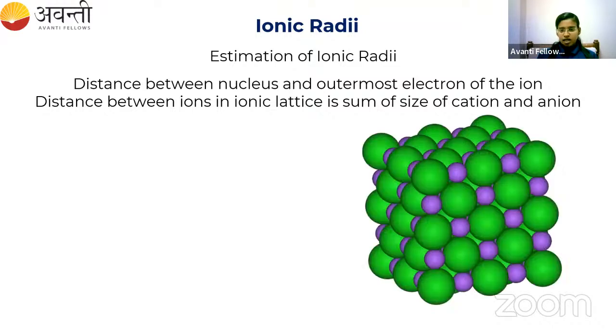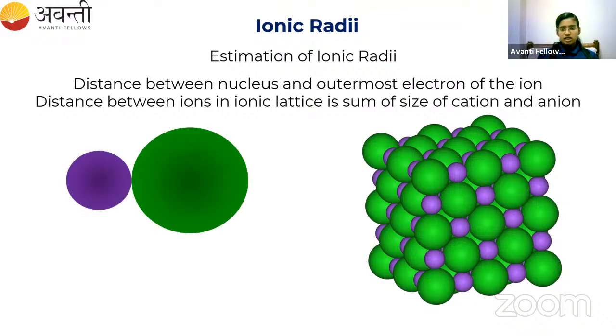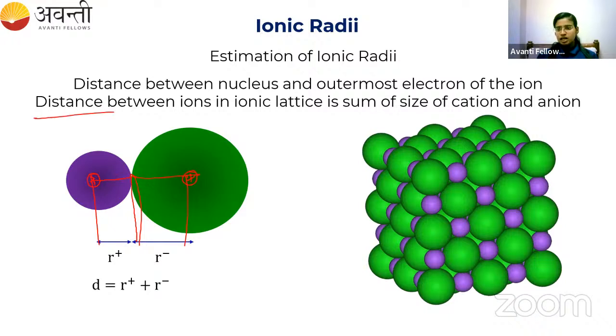So this is a crystal lattice. The green color are anions and the purple color is a cation. Let me take one cation and one anion which are bonded with each other. This is the radius of the cation, this is the nucleus, and this is the radius of the anion. If I add these two, I will get the distance between the cation and anion. Clear? So this is the crystal lattice and the location of cation and anion.